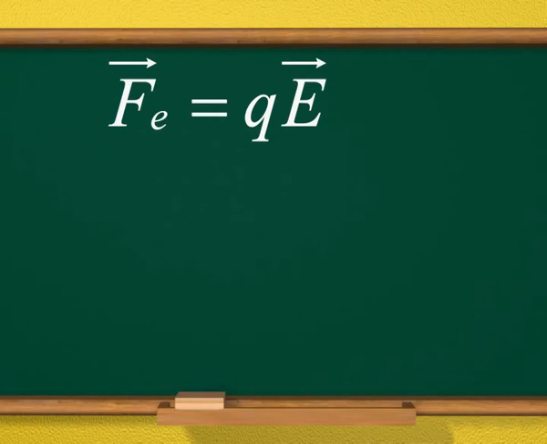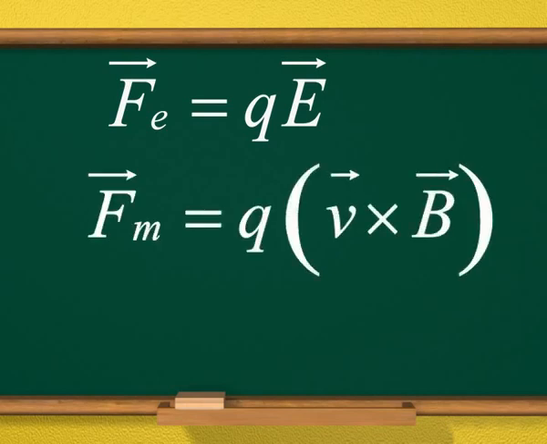On the other hand, if the charged particle is moving in a magnetic field B with a velocity v, it experiences a force vector Fm equal to q times the cross product of vector v and vector B. The direction of this force is in the direction of v cross B, that is perpendicular to the plane containing v and B, and is directed as given by the right-hand screw rule.